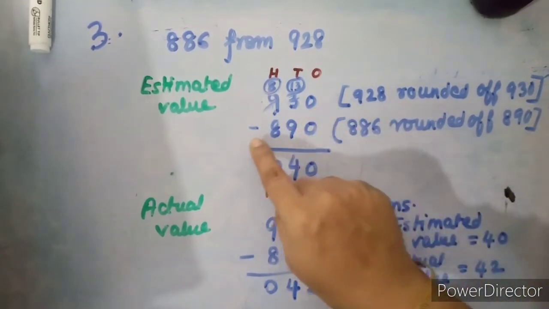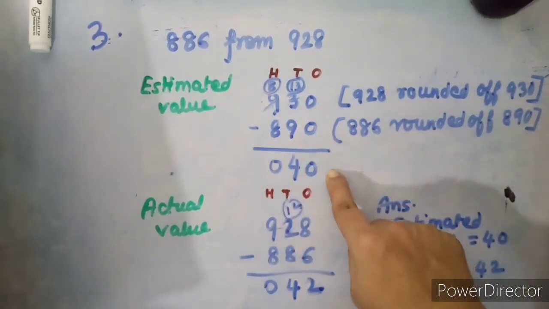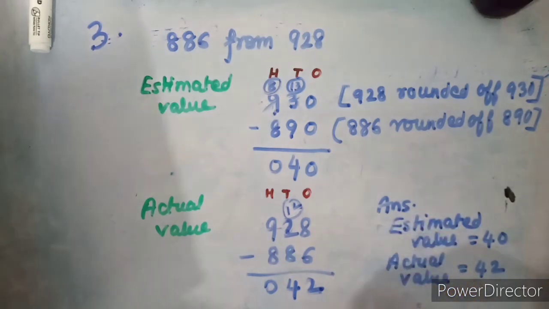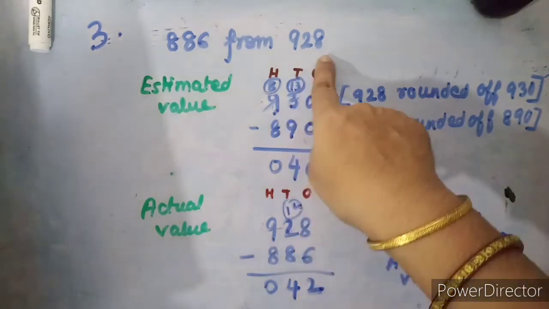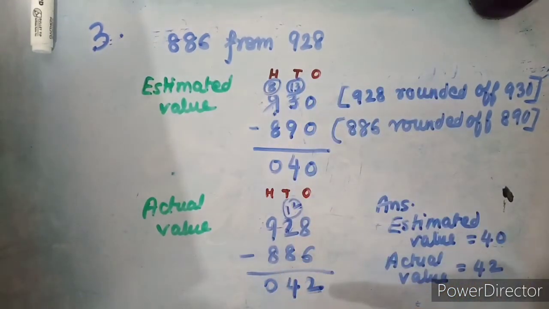सो 930 माइनस 890 विल गिव यू 40, and again the actual value 928 minus 886, it is giving you 42. So you have to write estimated value is equal to 40 and actual value is 42. With this we have completed with exercise 3.3. Now we have next exercise which is based on word problem.